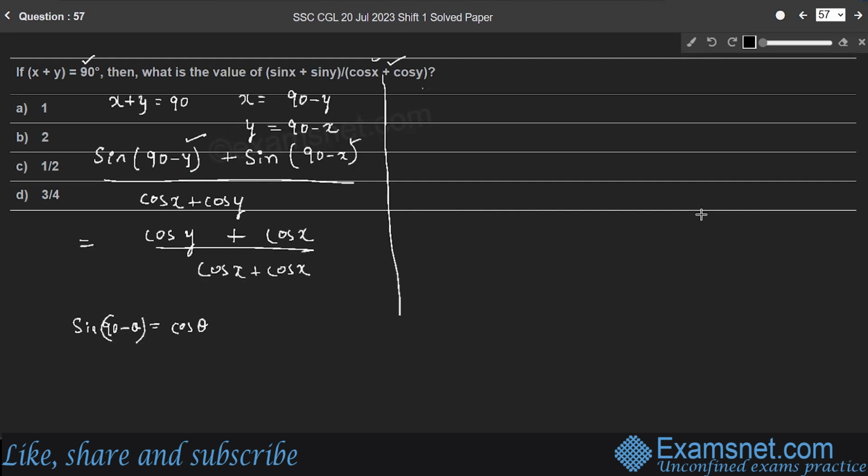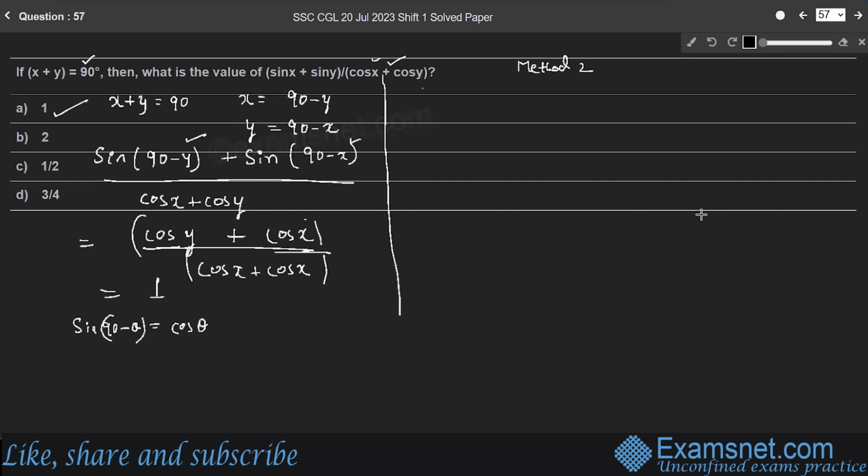Right? Here cos x plus cos y will get cancelled, both in the numerator and denominator. Therefore, the answer is 1, option A. So another method is, we'll consider method 2, using the formulae.